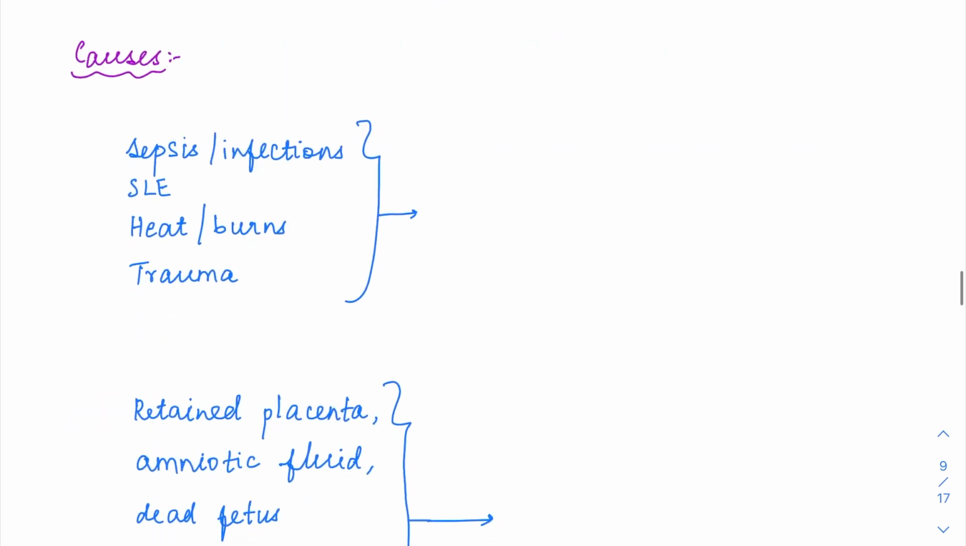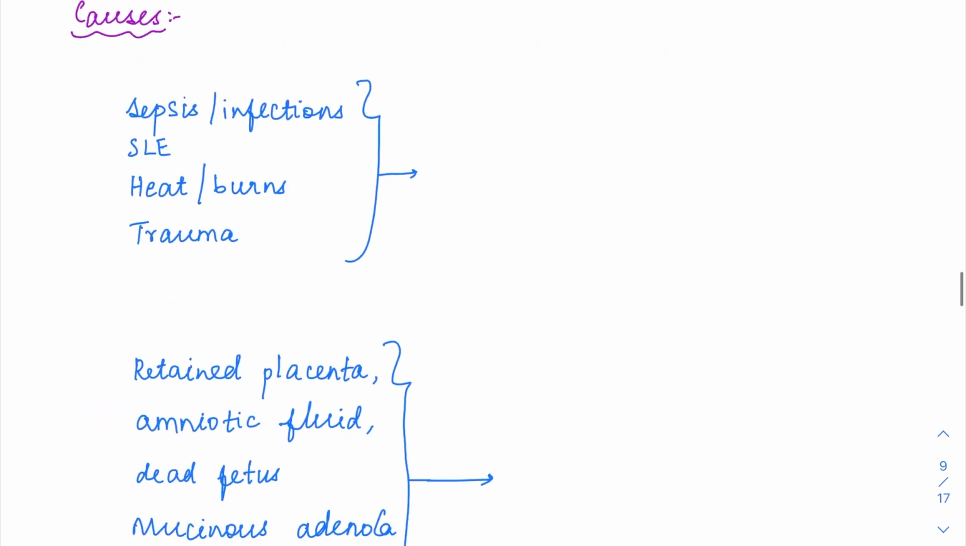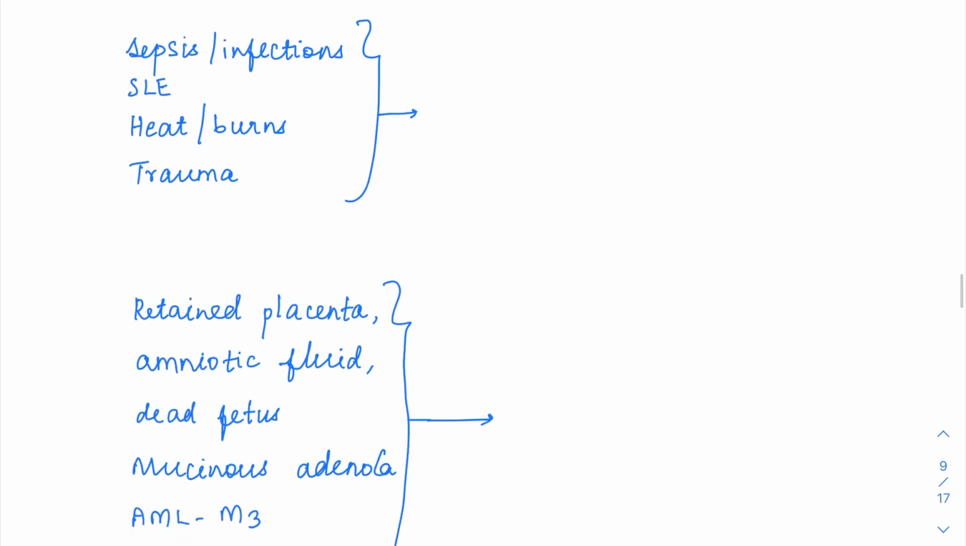So let's see the causes of this DIC. There are n number of causes. To start with, we have sepsis. Any infections leading to septicemia, SLE, heat or burns, or physical trauma, all of this is going to result in endothelial injury. So when vessels are injured, obviously the coagulation mechanism will start to happen, right?